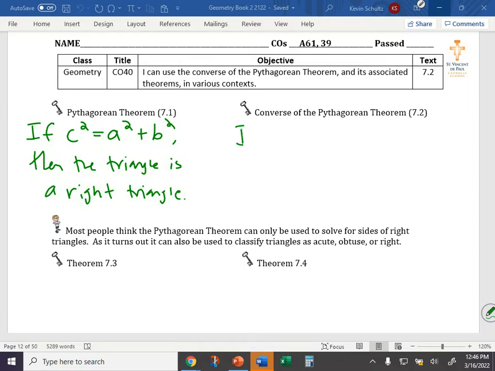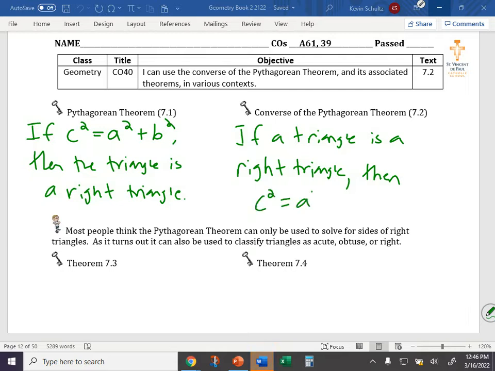So the converse would be if a triangle is a right triangle, then c squared equals a squared plus b squared. And I put that on there only because if we have the Pythagorean theorem, a converse does exist. So when we have our next postulate theorem quiz, both of those are going to be valid for it.